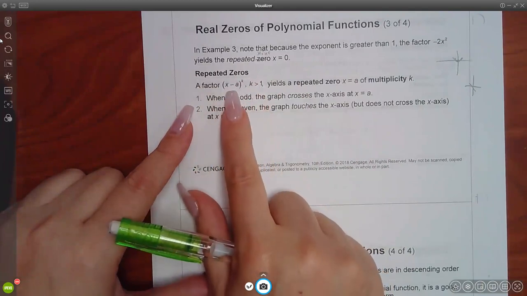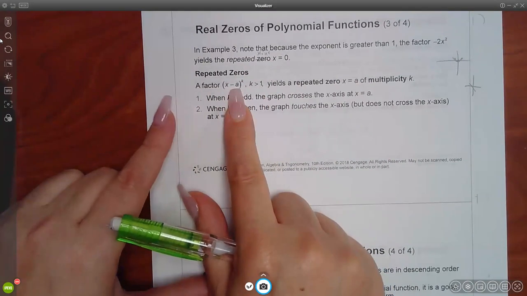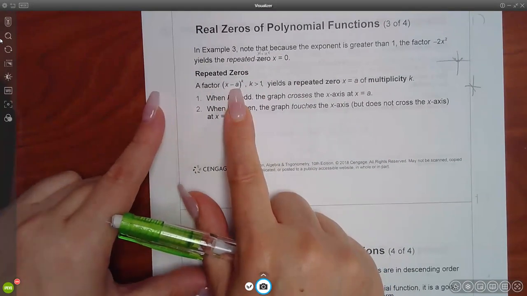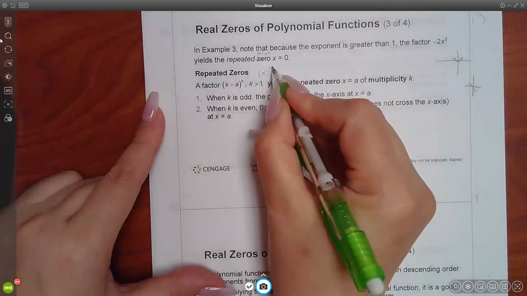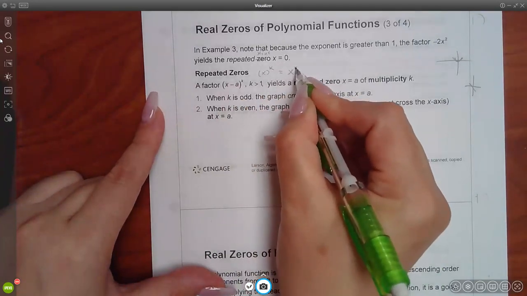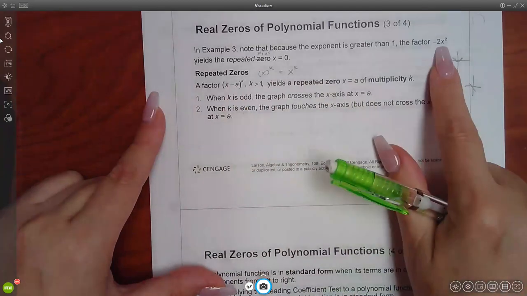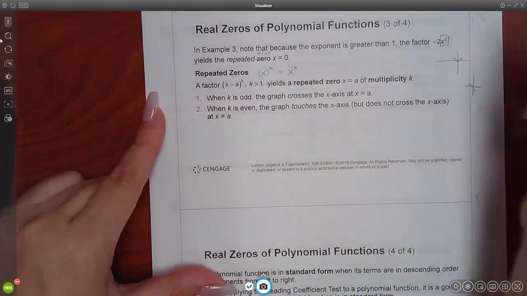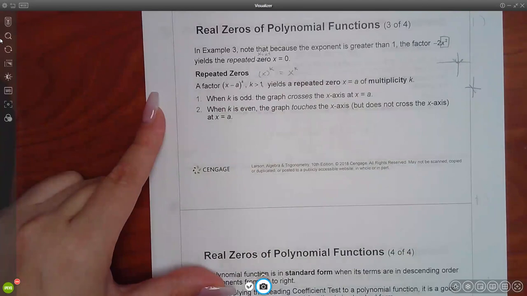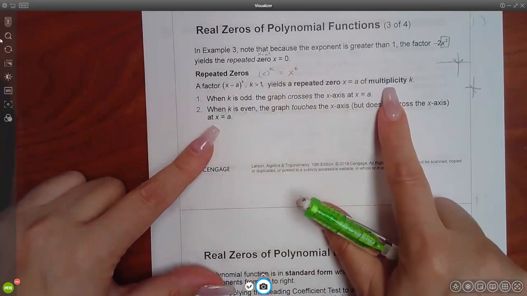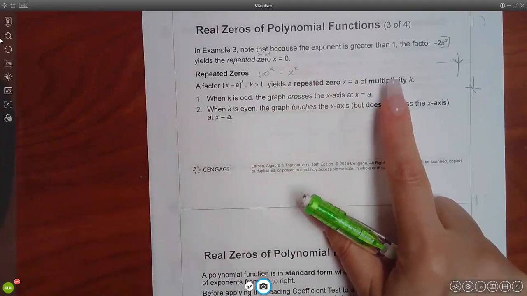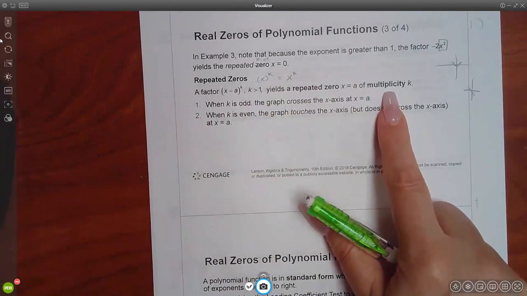When you have a factor, and it could look like this, what does it look like if the number here is 0? If that number there is 0, wouldn't it just look like that, right? Isn't that exactly what we had right there? Okay, so this exponent is called multiplicity. I told you I had a word, right? That word is multiplicity, okay?